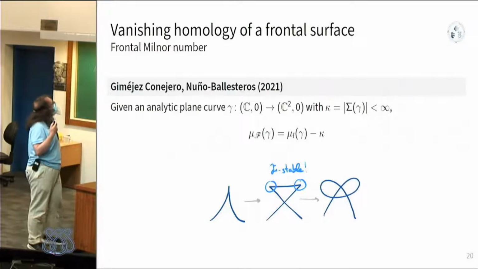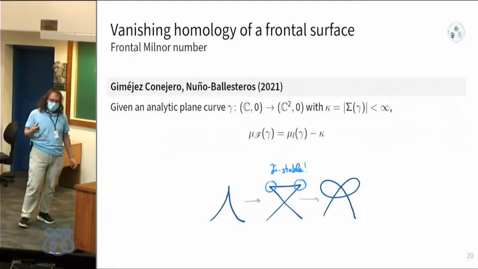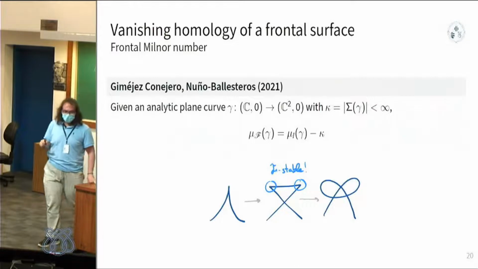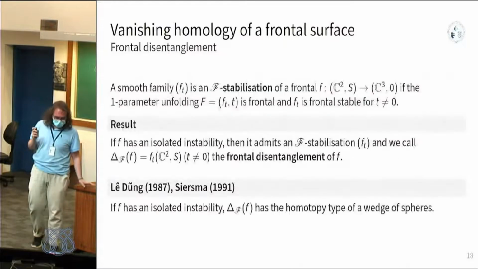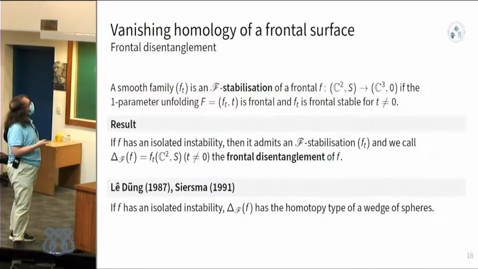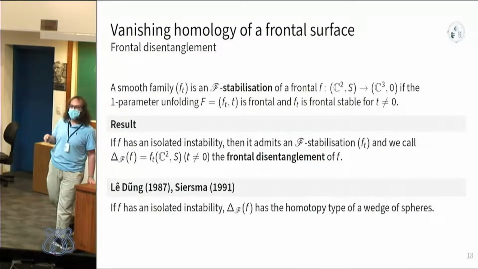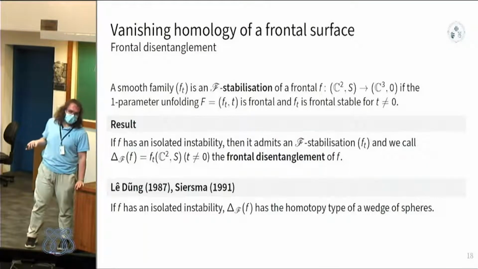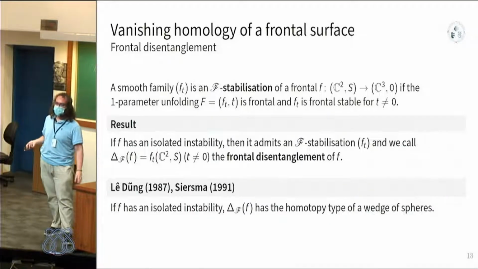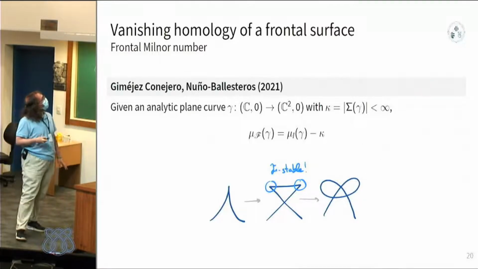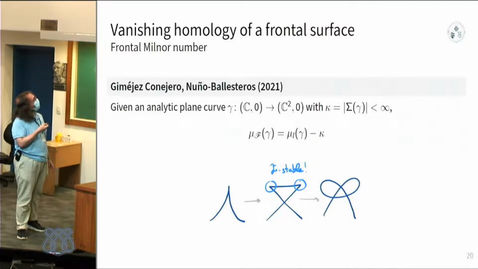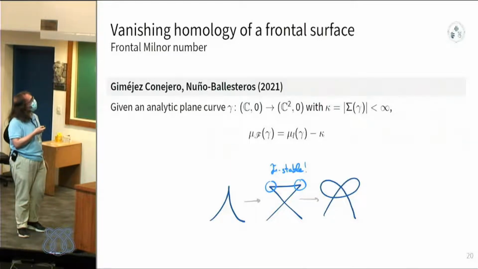Now, just mention that a consequence of a result by Jimenez Conejero and Nuño Ballesteros from last year allows us to say that the, oh sorry, I didn't define this. The number of spheres in this wedge we call the frontal Milnor number. This can be computed, for example, using Siersma's method of deformations. In particular, this value can be easily shown to be equal to the image Milnor number of a plane curve minus the number of cusps.